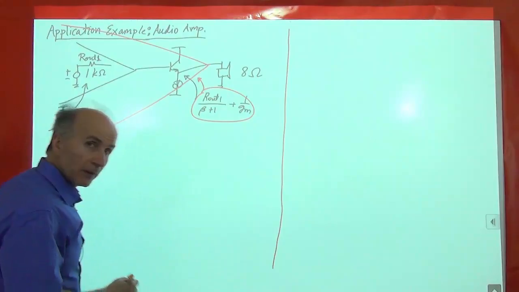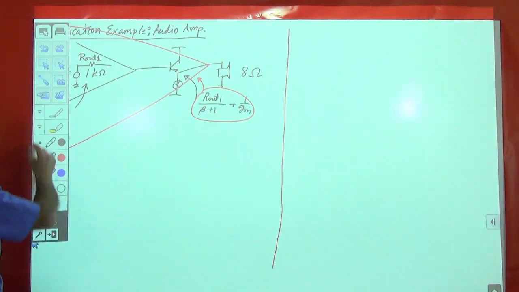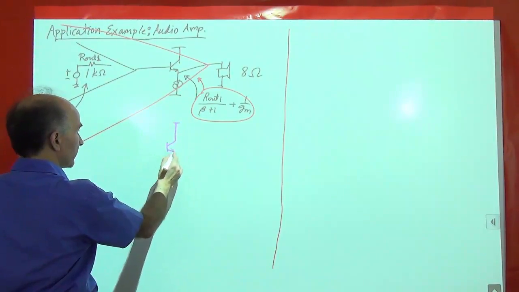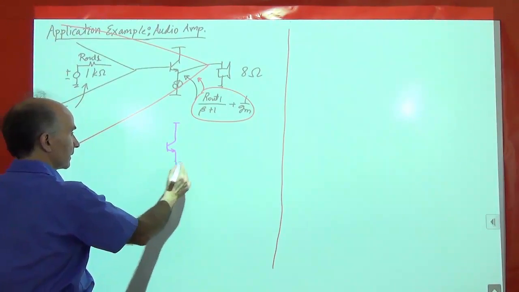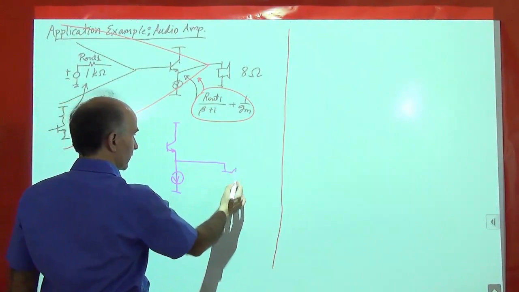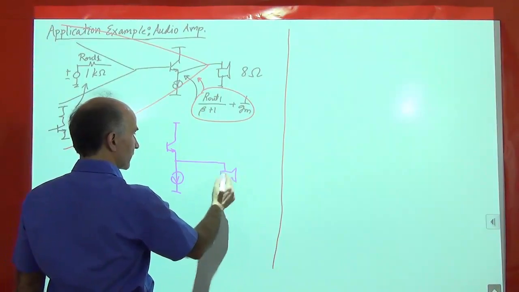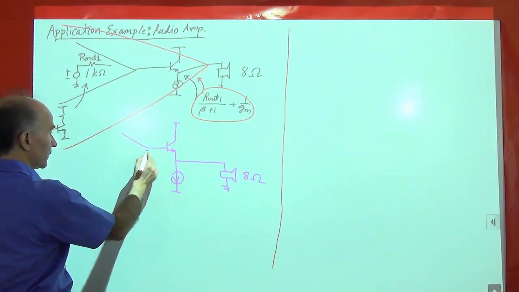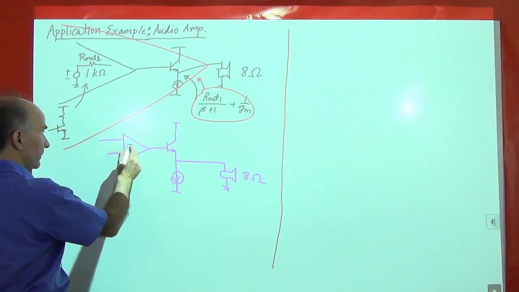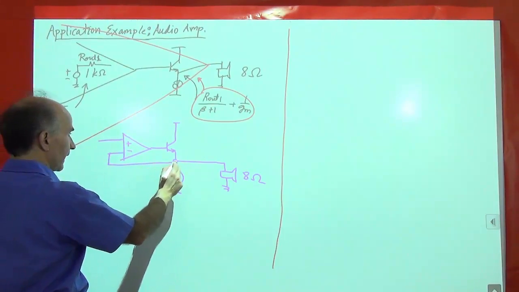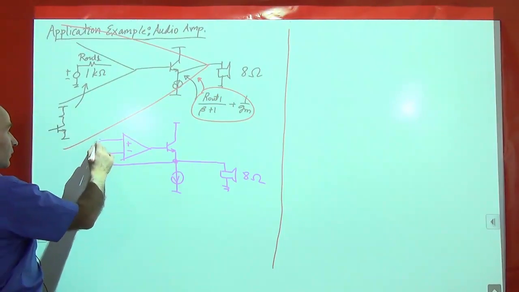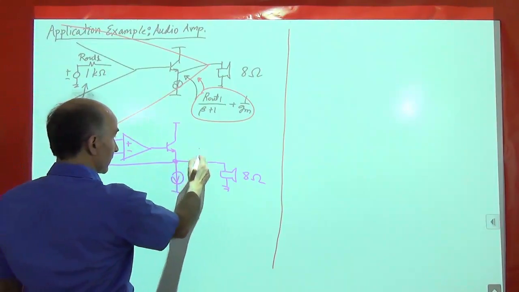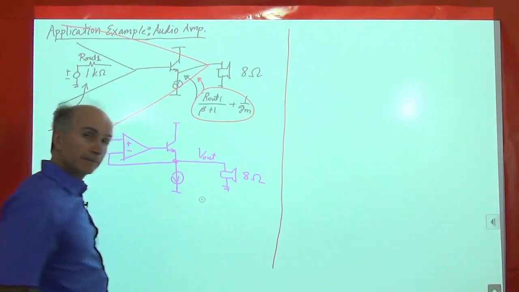So now I'm going to build a feedback loop around it. And let's do it like this. Okay, so here's our emitter follower, and it wants to drive this speaker. And the problem is that this is only 8 ohms. All right. So I will use an amplifier here, maybe an op amp, and I will feed back from this point. So this could be an input signal. This is the audio signal coming to the circuit. And this is the output signal going into the speaker.